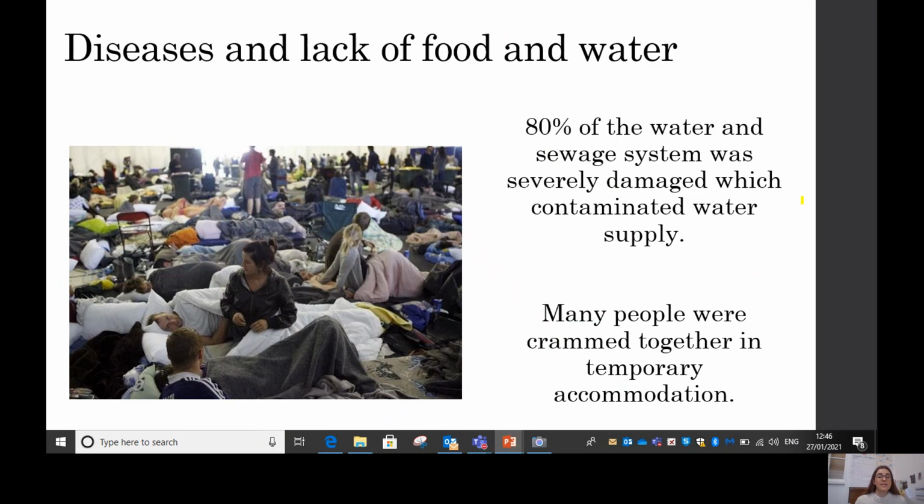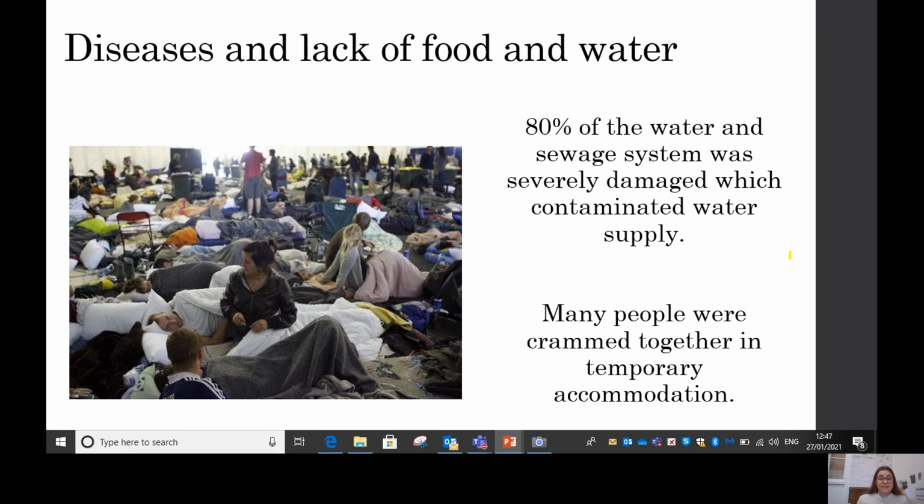The next human effect was diseases and lack of food and water. So 80% of the water and the sewage system was severely damaged, which contaminated the water supply. More people were crammed together in temporary accommodations. As we can see in this picture, a lot of these people's homes were destroyed. Therefore, they had nowhere to sleep, so they were put into very, very quickly built temporary accommodation, given just the basics, such as bedding. And obviously, if a lot of people are crammed into a small space, as we've learned a lot recently, diseases do spread faster.